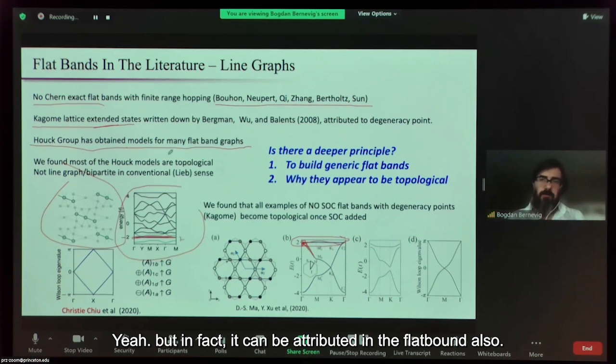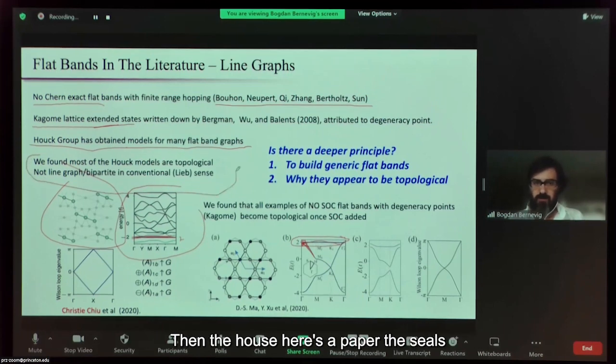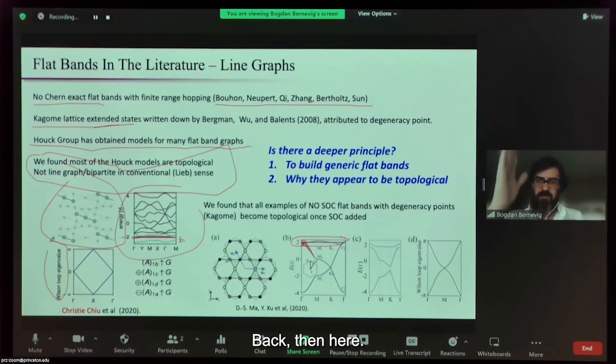And this is where we entered into thinking about these flat bands. Along with the Howe group at Princeton, we looked at these models and found that a lot of these models, the flat bands are topological. In other words, if you compute what's called the Wilson loop, which is just a Berry phase, for however many bands you have.